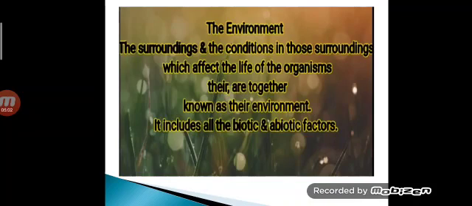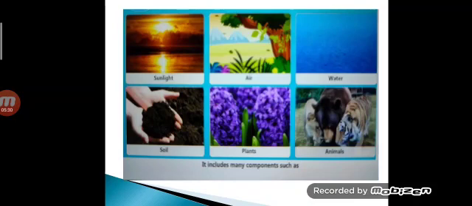The surroundings and the conditions which affect the life of the organism there are together known as their environment. It includes all the biotic and abiotic factors. Biotic means living things and abiotic factor means non-living things. It includes many components such as sunlight, air, water, soil, plants, animals.